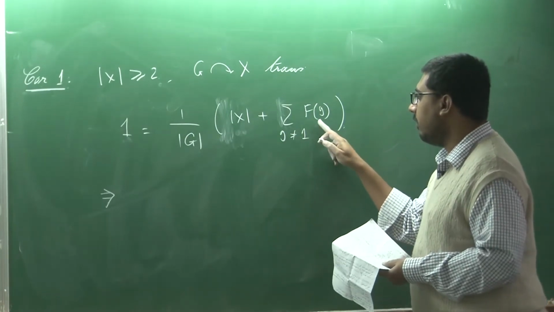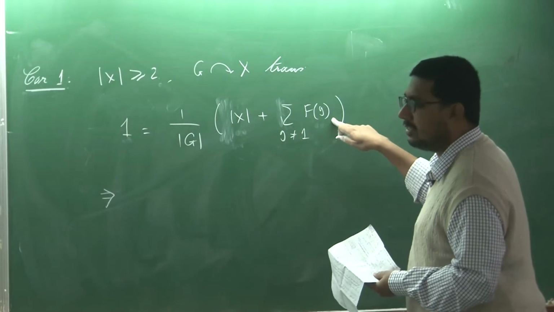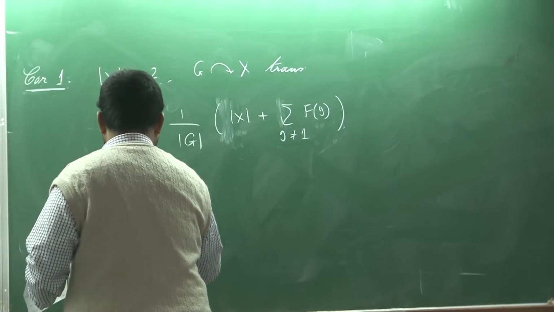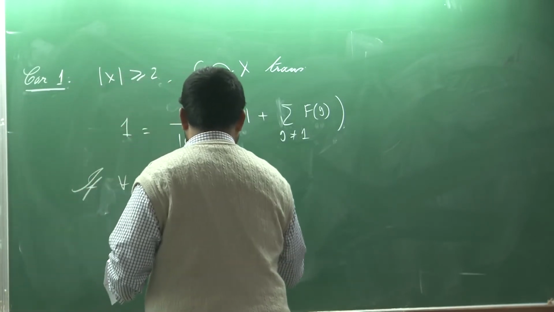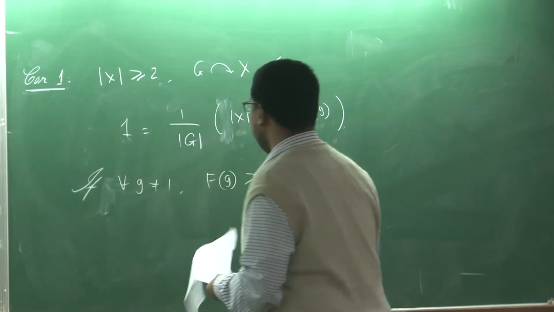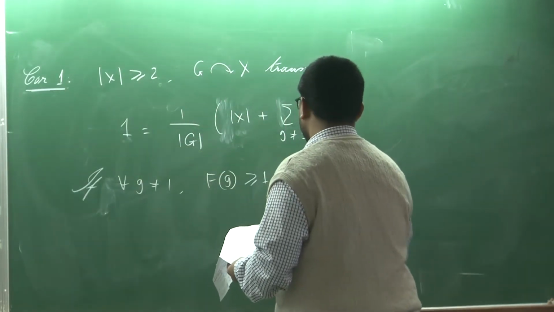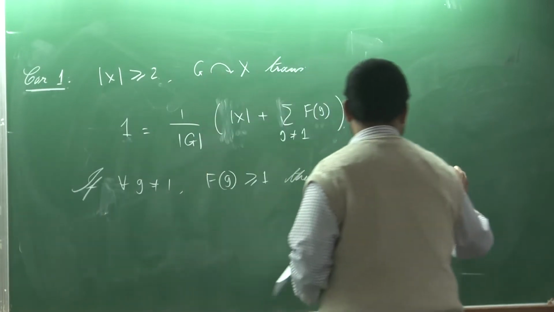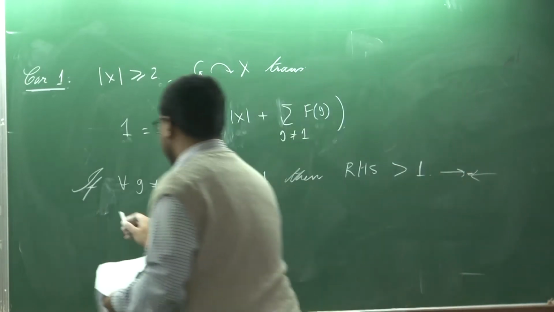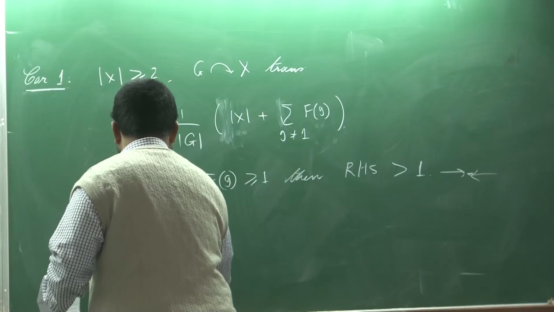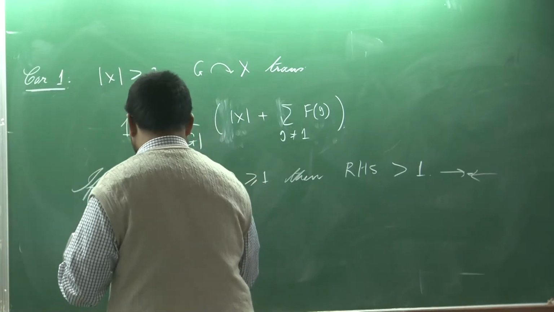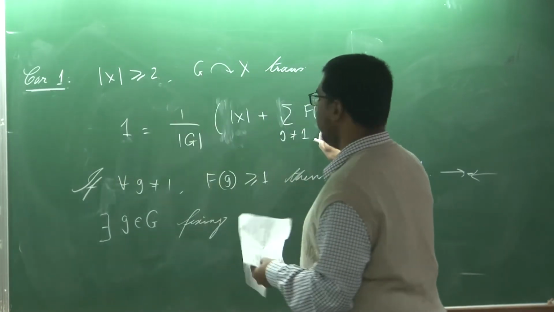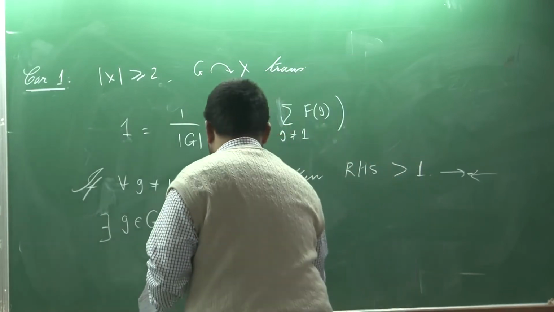I repeat that if for all g not equal to 1, F_g is at least 1, then the RHS is strictly greater than 1, which is a contradiction. So that means there must be g fixing no point of X. There exists a g, there must be a g fixing no point of X, because if F_g is empty it means g is not fixing any point.